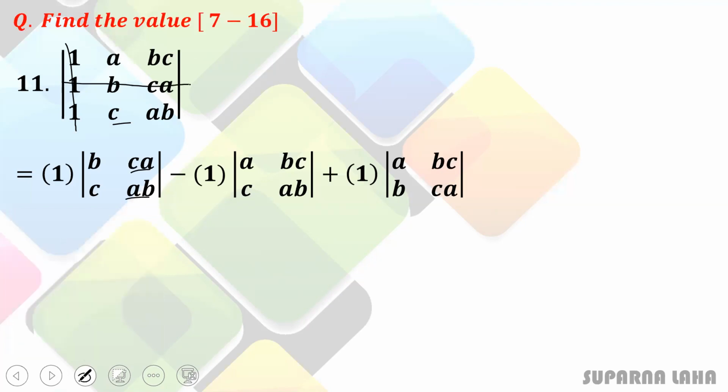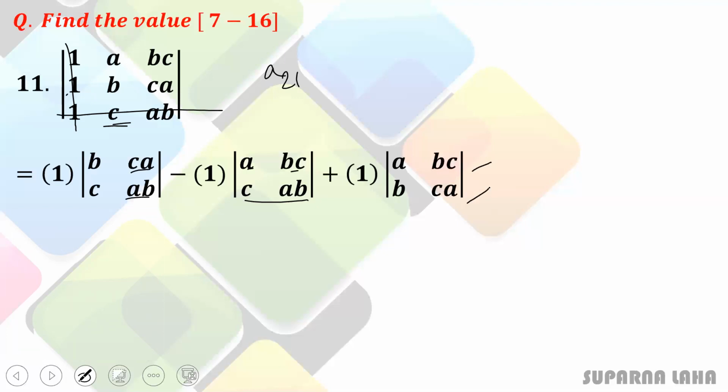Remove it. So minus of 1, since this is the element 2, 1. That means 2 plus 1 is 3. So minus 1 whole to the power 3 is minus 1. So minus 1 into A, B, C and C, A, B. Now again remove this first column and the third row. So that means A, B, C and B, A, C.